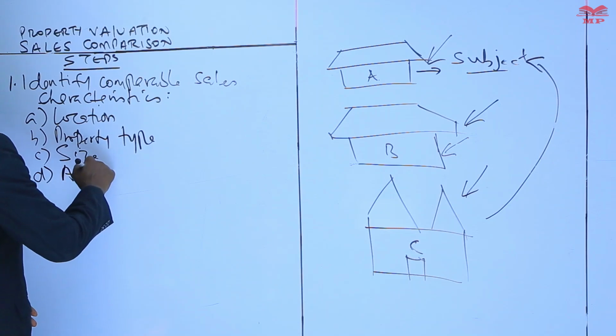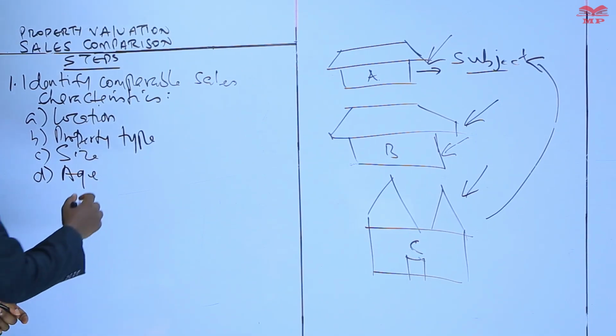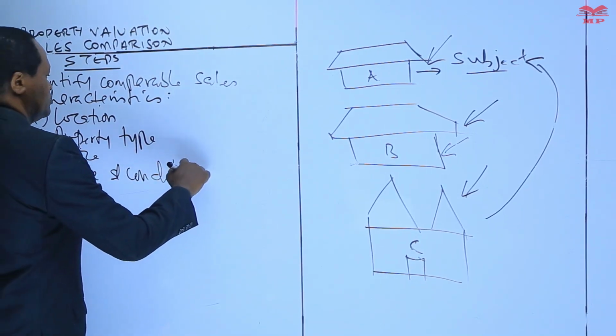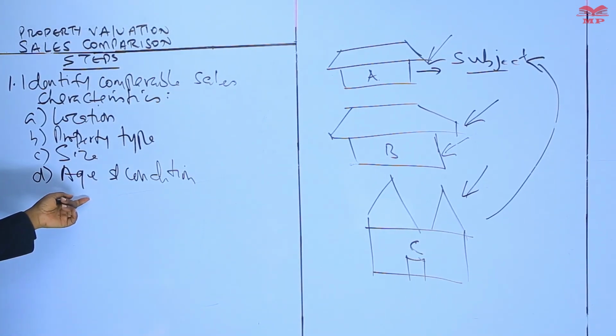Age is another key characteristic, and we can put it together with condition. What is the condition of the subject property? What is the condition of the comparables? Comparables should be of similar age and in a comparable state of repair and also maintenance.